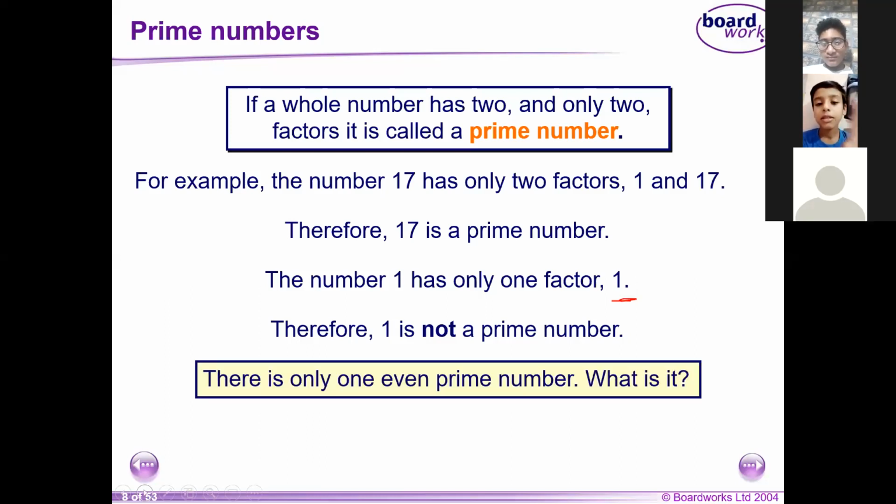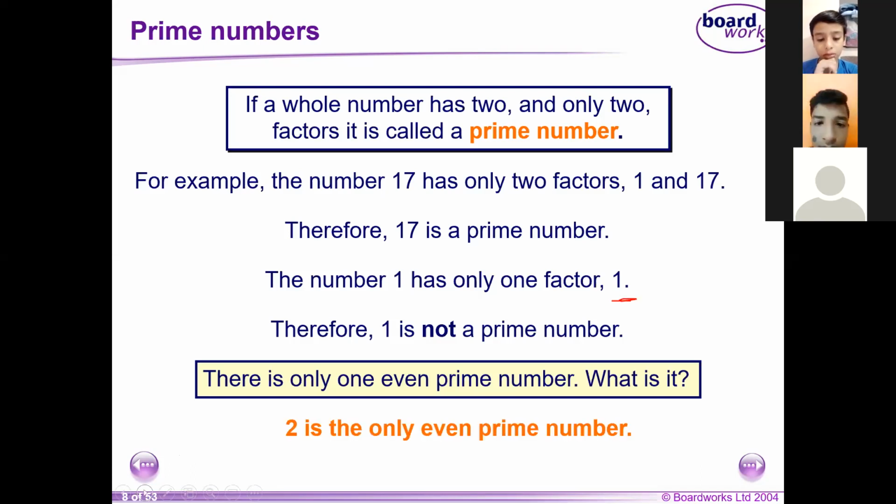There is only one even prime number. What is this? Can you guess? Can you guess, students, what is the only even prime number? Yes, very good, Jatin. 2. Okay, 2 is the only even prime number. Rest all the prime numbers are odd.